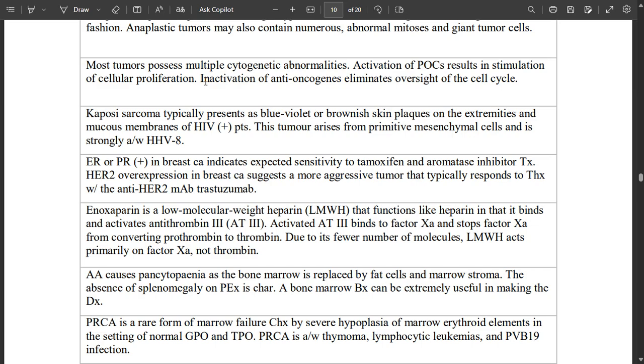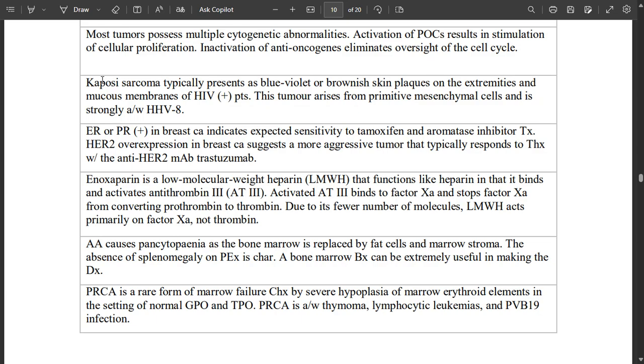I think it stands for product of conception. Activation of product of conception results in stimulation of cellular proliferation. So cellular proliferation occurs. There are several signaling pathways like ERK inside the cell, and this activation or anti-oncogene inactivation eliminates oversight of the cell cycle. Okay, so tumor suppressor genes are inactivated or cellular proliferation is uncontrolled, that is the death of cancer. So certain results in the same phenomena.